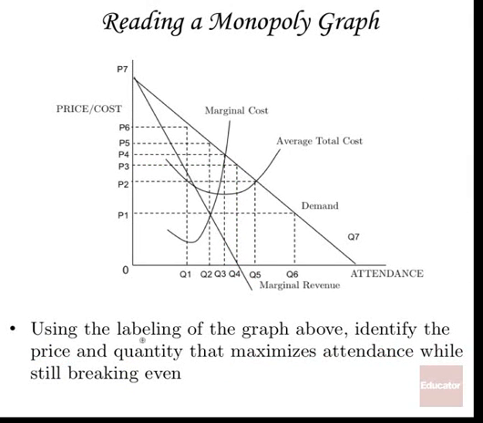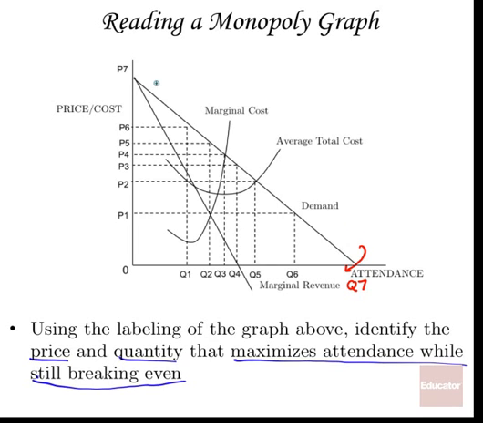Okay, so using the labeling in the graph above, identify the price and quantity that maximizes attendance while still breaking even. If it didn't have this qualifier of breaking even, it'd be really easy. It would actually be Q7, right here. But unfortunately, the goal is to maximize attendance while still breaking even, right?